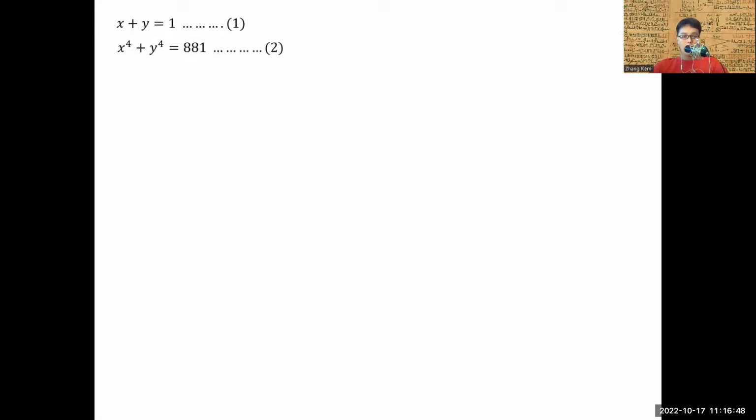Now I'm going to write the two system equations here. I label them equation 1 and equation 2. From equation 1, I'm going to square both sides: x plus y all squared equals 1 squared. I write out the expansion, which gives x squared plus y squared plus 2xy equals 1. Now I'm going to rearrange the terms by putting x squared plus y squared on the left and 1 minus 2xy on the right. I label this as equation 3.